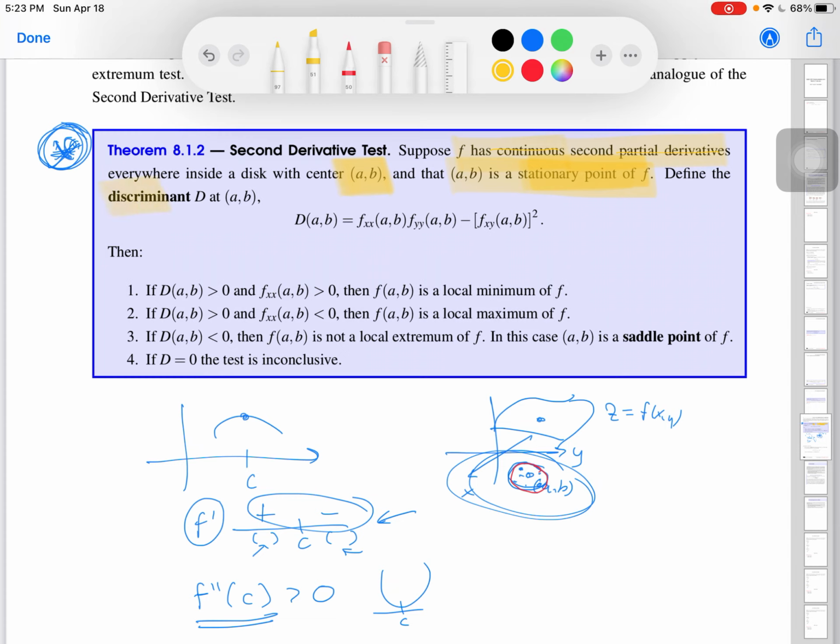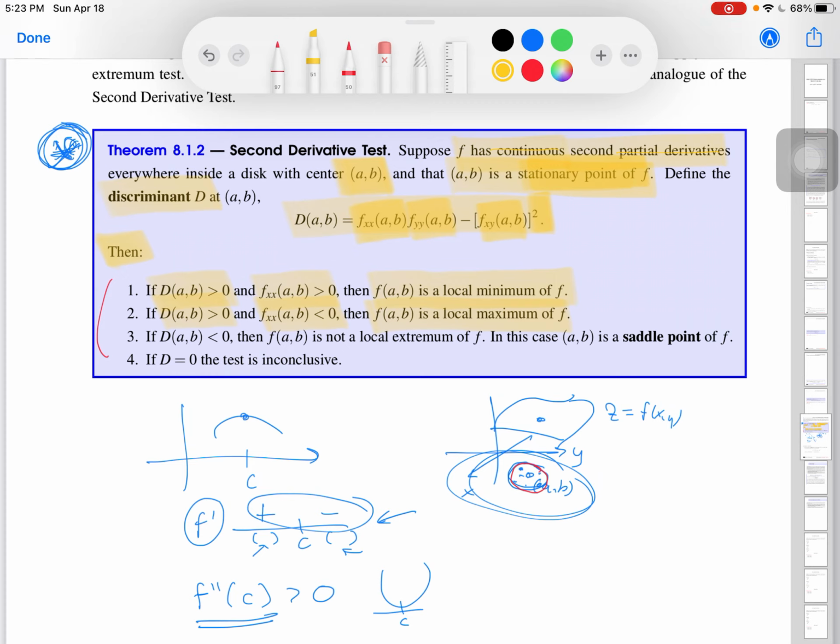We are going to define the discriminant D at (a, b) to be this expression. So what is this expression? Well, it's the product of fxx, the second derivative in x, with fyy, the second derivative in y, minus the square of the mixed partial, fxy. Then here are the four conclusions. There's a lot of stuff coming out of this theorem. First of all, if D is positive at (a, b) and fxx is positive, then we have our local minimum. If D at (a, b) is positive and fxx is negative, then we have our local maximum.